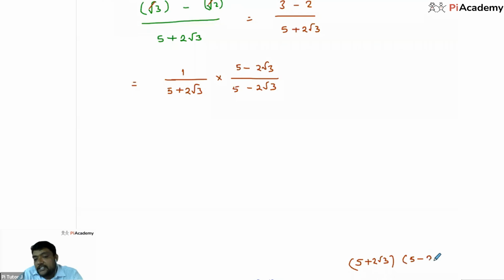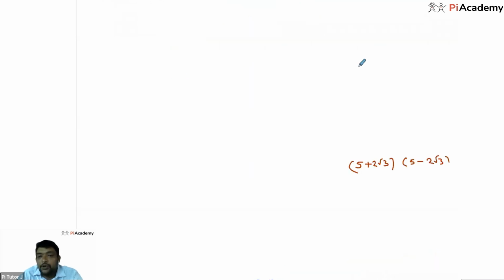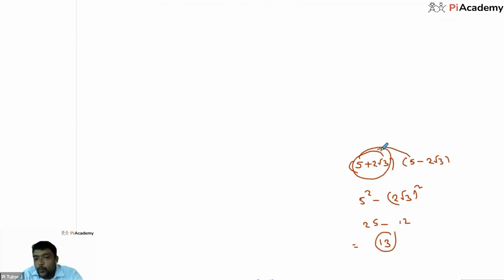If you multiply this, you will not have a surd. You see, if you multiply these two, you will not have a surd. Can you see that? 5 squared minus 2 root 3 whole squared. So that is 5 squared is 25, minus 4 times 3 is 12. So 25 minus 12 is 13. So if you multiply 5 plus 2 root 3 with 5 minus 2 root 3, it is rationalized. Therefore, the rationalizing factor of 5 plus 2 root 3 is 5 minus 2 root 3.